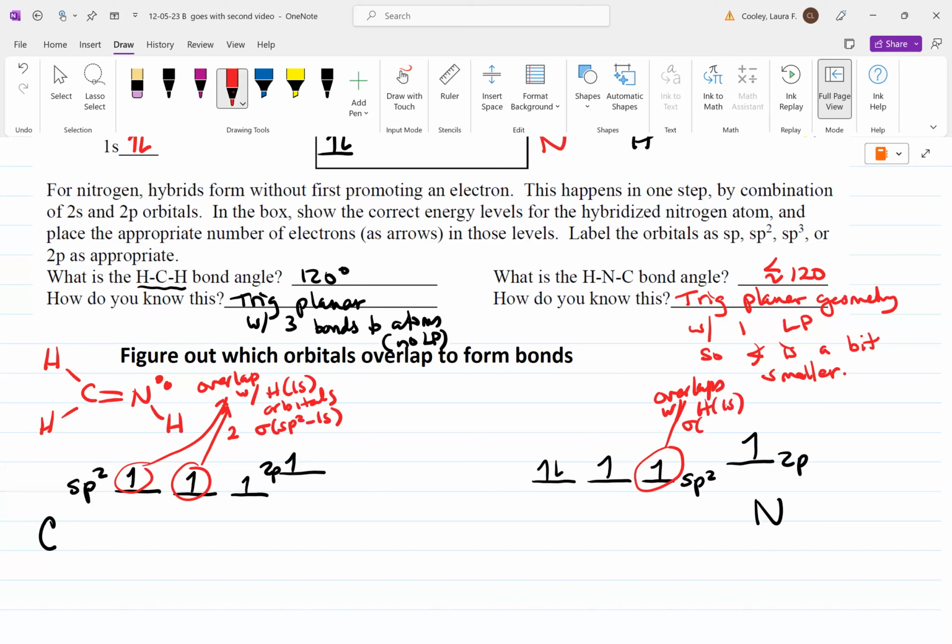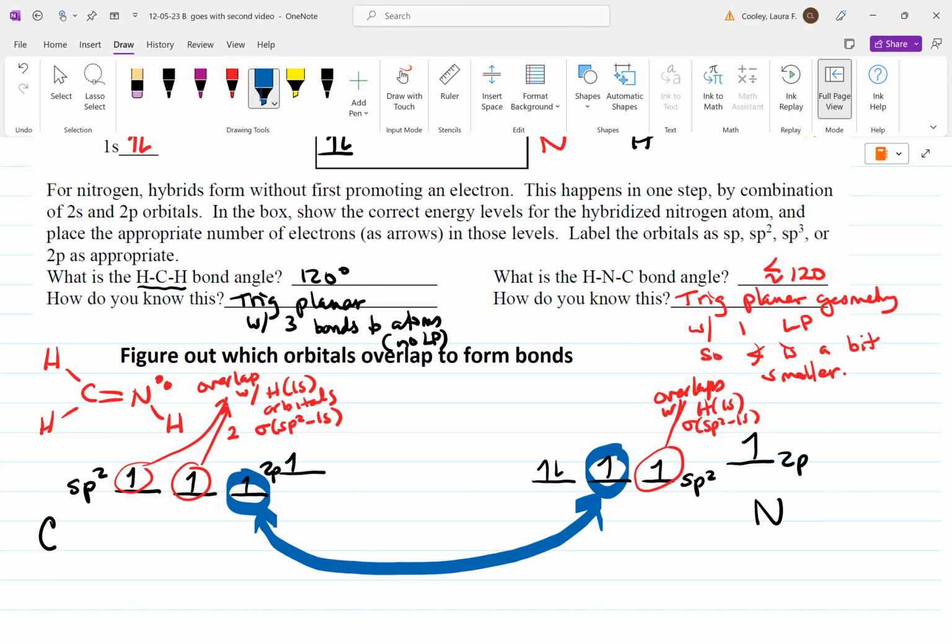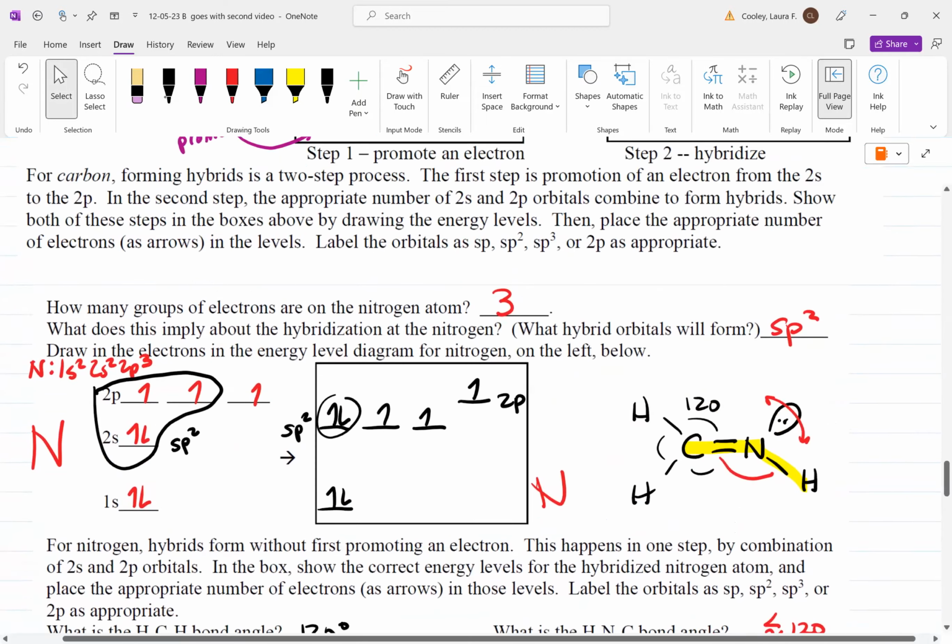So we'll have a sigma sp2 1s there. Okay, but now we have this guy and this guy. Okay, and that is an sp2 overlap. So that's between the 2 carbons.